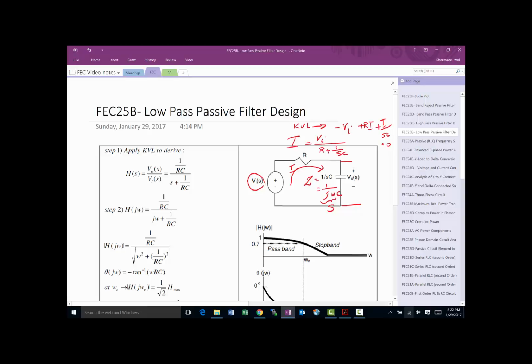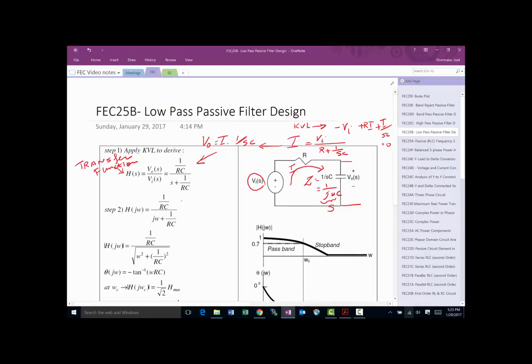If you want to find Vout, it is simply I times 1 over SC. If we solve that, we find a relationship where Vout is equal to this quantity times Vi. If you bring the Vi under here, we get this quantity. Remember, this is called the transfer function, and that's really what we usually plot to tell us what we are looking for.